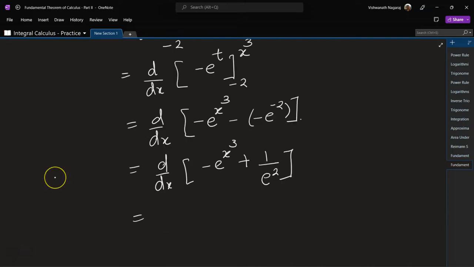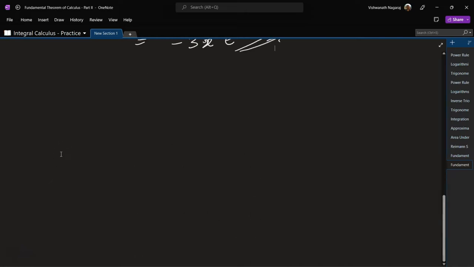Now we have to differentiate this. So to differentiate it, we'll do it term by term. So the differentiation of this would be minus 3x square e to the power of x cube plus, and e square is a constant, so 1 by constant is a constant, so this would be 0. So this would be minus 3x square e to the power of x cube. Okay, that is the first one.